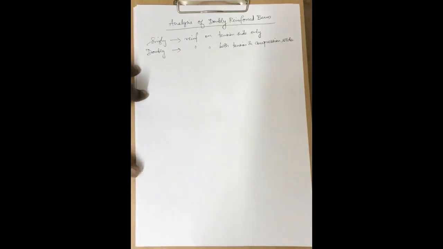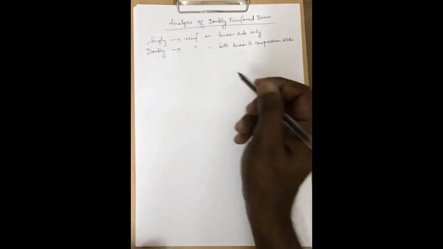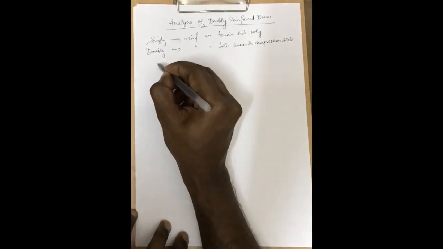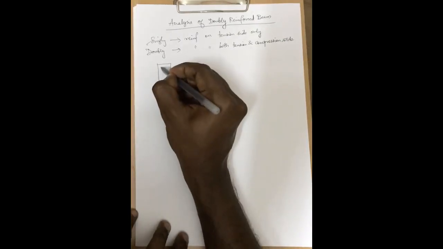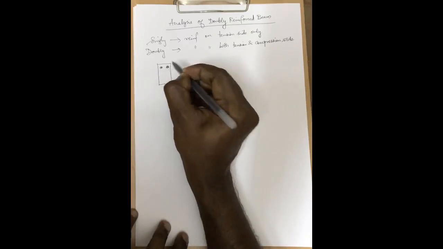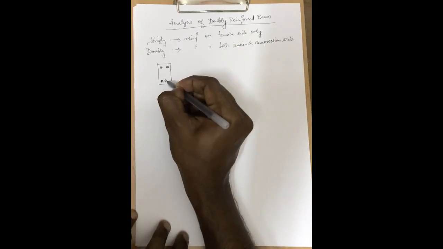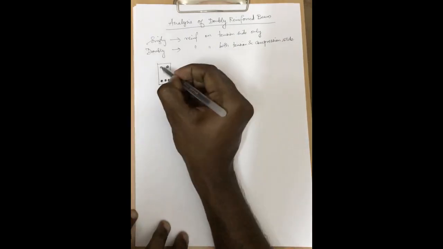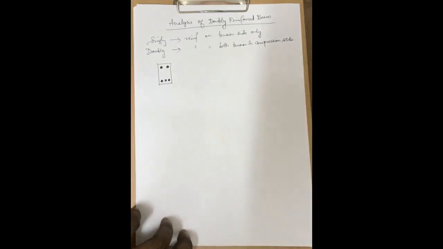Why do we provide doubly reinforced beams? Why do we need to provide reinforcement on the tension as well as the compression side? This is a typical doubly reinforced beam, where you have reinforcement on both the tension and the compression side. Why do we need this?